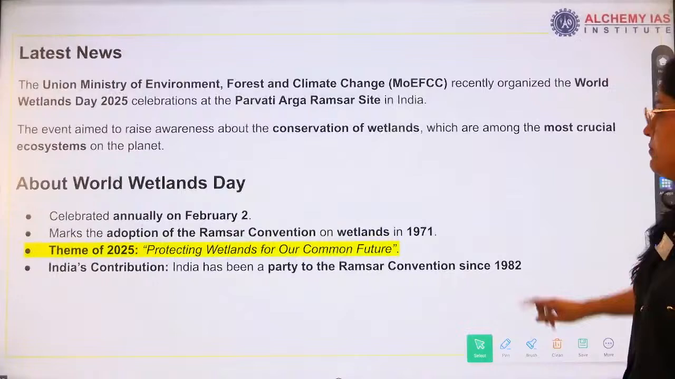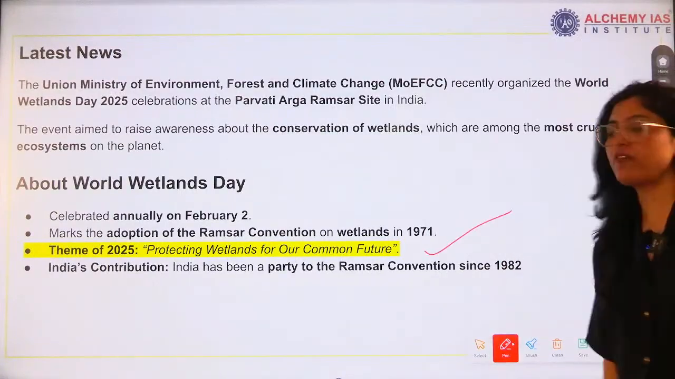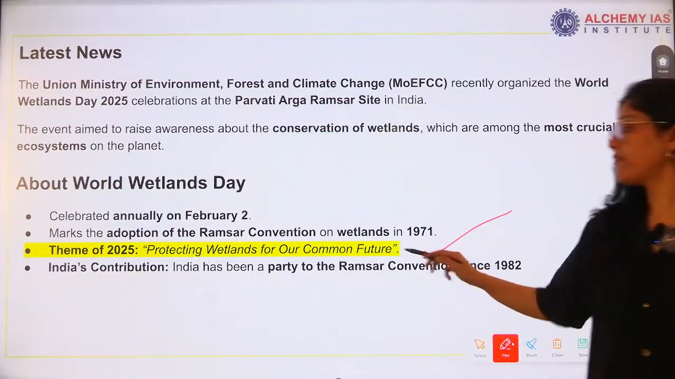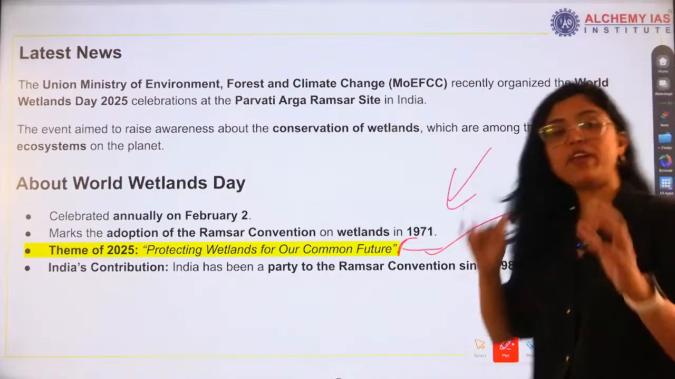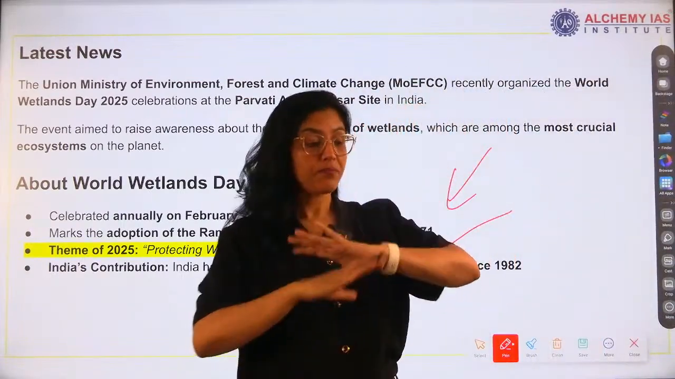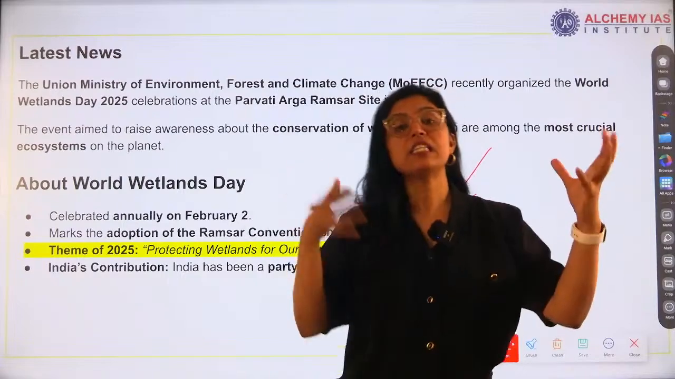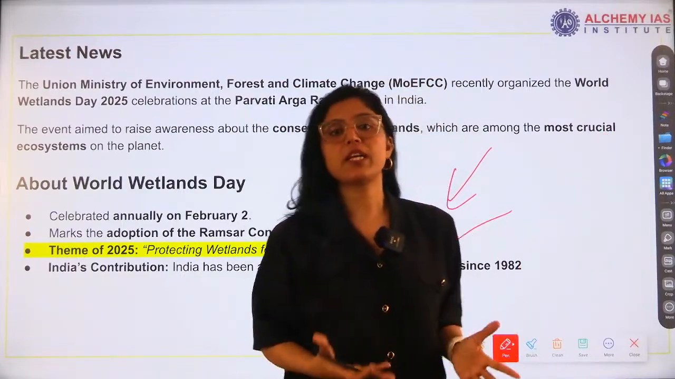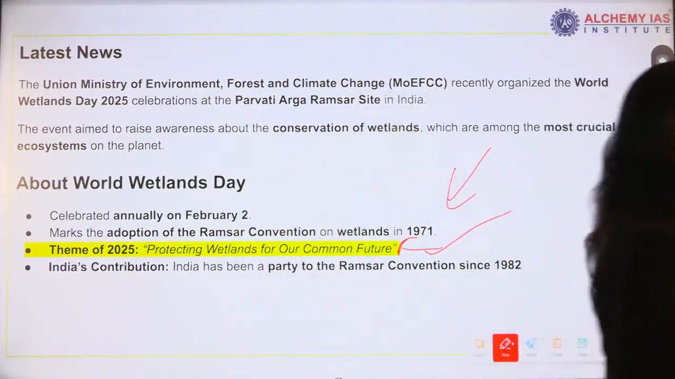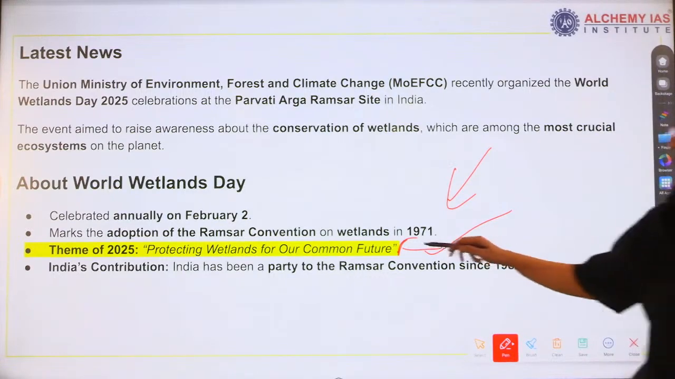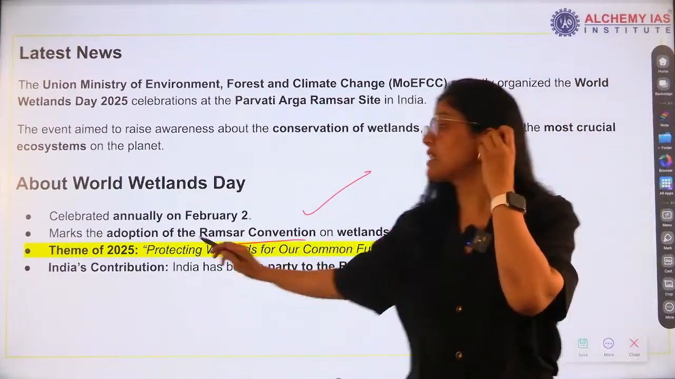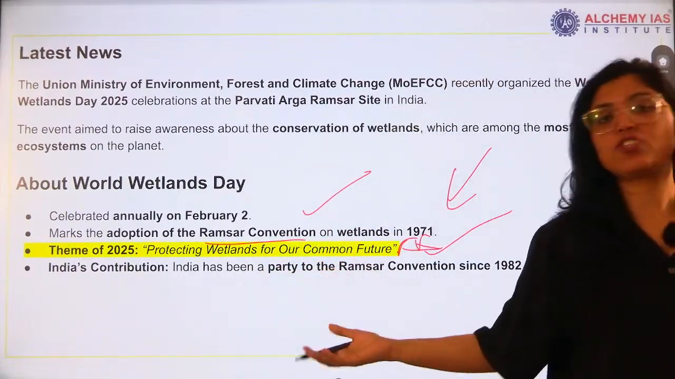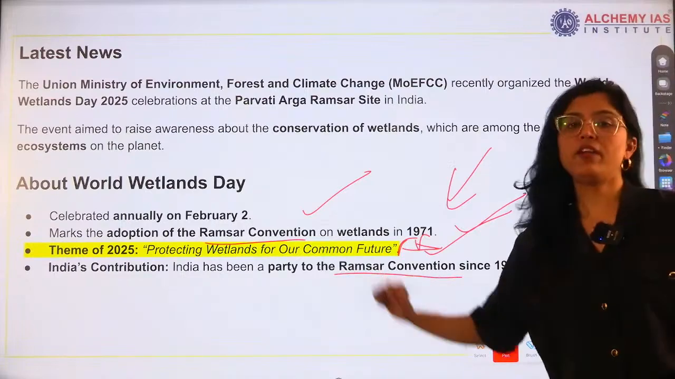Now the theme of 2025 Wetlands Day is protecting wetlands for our common future. Everyone, we all have a common future. Yes or no? Whenever any disaster is happening, any global event is happening, it affects everyone in a way, directly or indirectly. Climate change, it is directly impacting everyone. Yes or no? So we all are working towards a common future, celebrated on February 2nd and marks the adoption of the Ramsar Convention 1971 on wetlands.